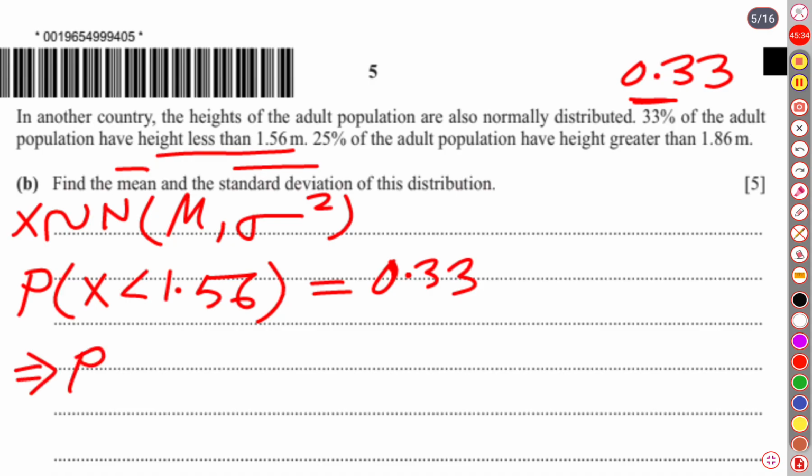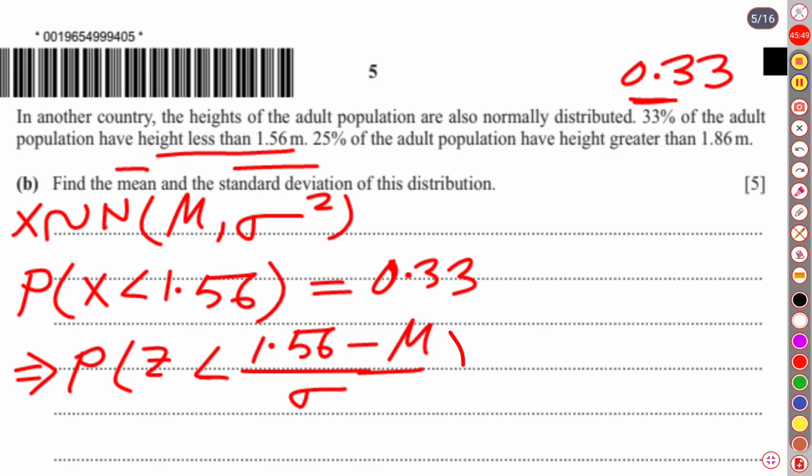The probability z is less than, we know how to standardize, that is 1.56 minus our mean, which is not given, so it's mu, and standard deviation is sigma, equal to 0.33. Well, after that we will decide whether this is positive or negative.